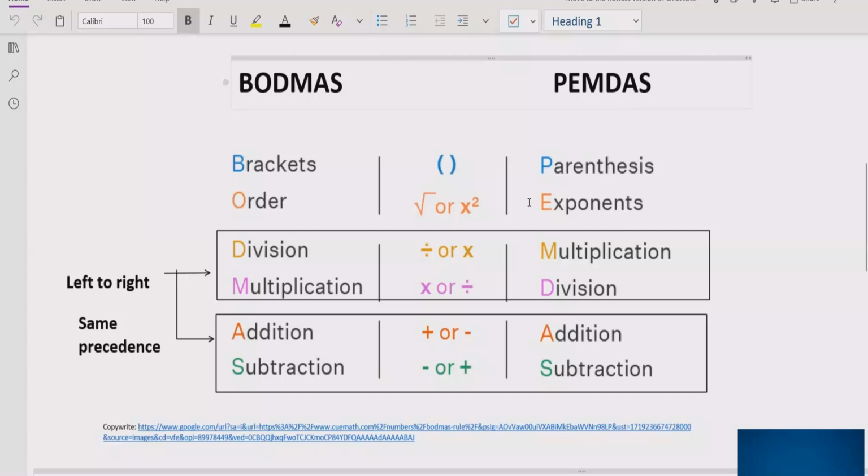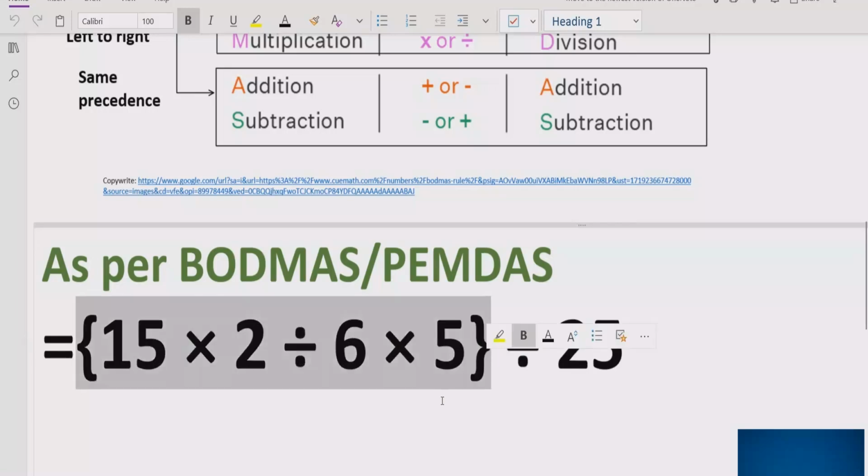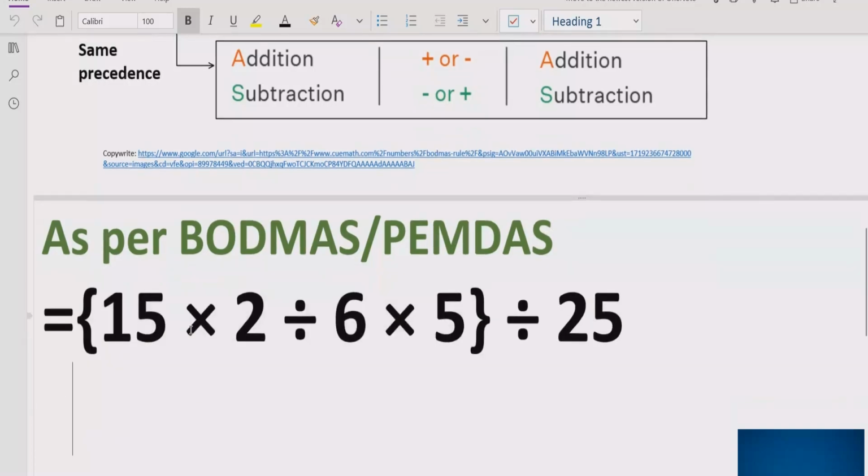Now let's move forward to solve the given expression. According to the BODMAS and PEMDAS rule, we have to solve the bracket first. Here we have one bracket, which is a curly bracket, this one. So first of all, we have to solve this. But inside the bracket, we have three operations: multiplication, division, and multiplication. Which one do we solve first? According to the rule, first we solve the bracket, and next the exponent or order of expression. Here we do not have any number which has a power, so we can skip this step.